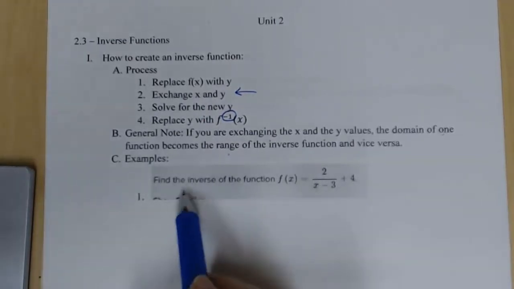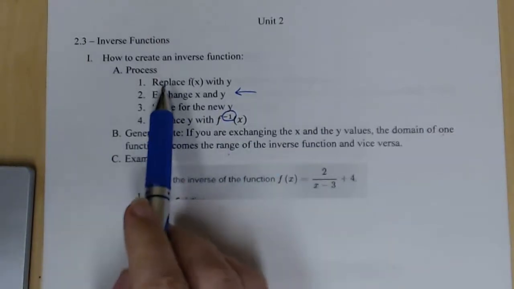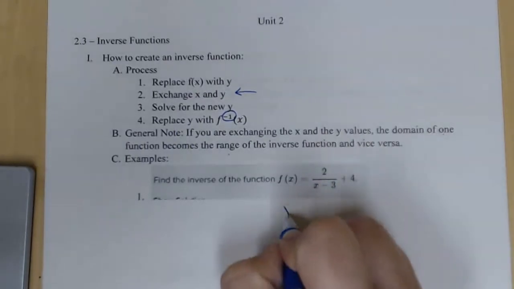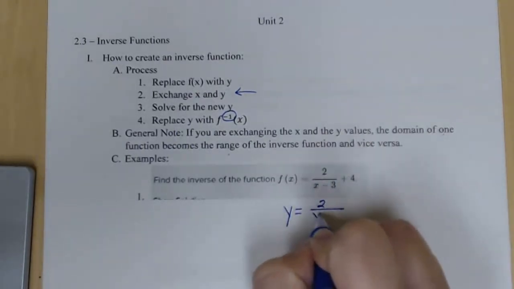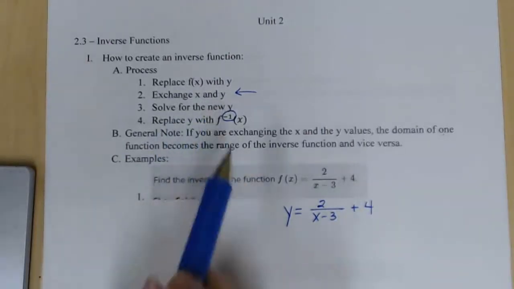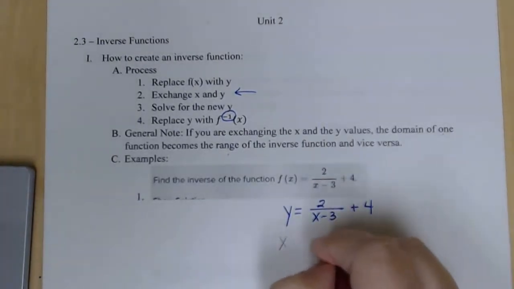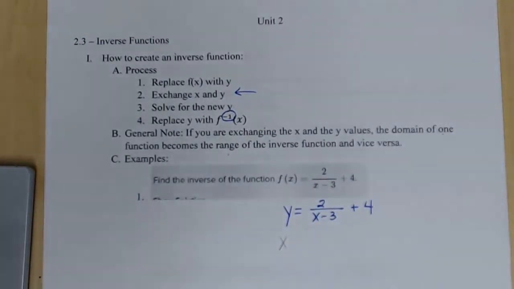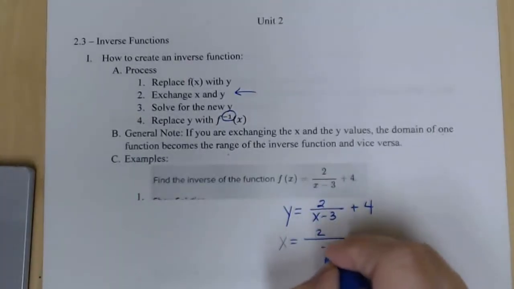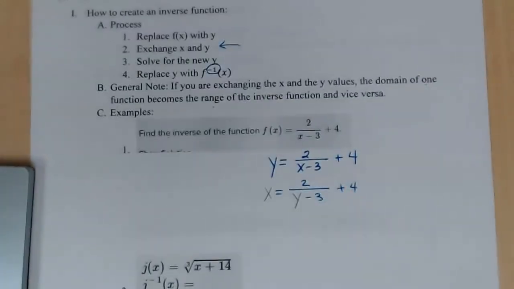So I want to work quite a few problems with you and just walk us through the steps. So it says find the inverse of the function. So it might just flat out tell you find the inverse. So step 1, replace f of x with y. So I'm going to say y equals 2 over x minus 3 plus 4. Step 2, exchange x and y. So I'm going to say x equals 2 over y minus 3 plus 4. So I've switched my x's and y's and I've left everything else the same.